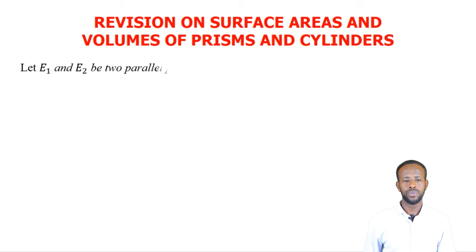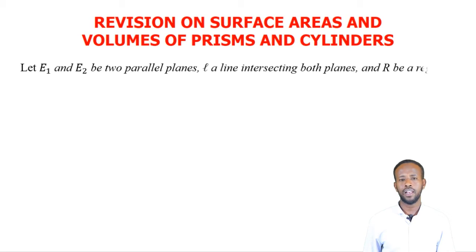Let E1 and E2 be two parallel planes and a line intersecting both planes and R be a region in E1. We have two planes. The two planes are parallel. There is a line that intersects both of them, joins both of them, and there is a region R in plane E1.